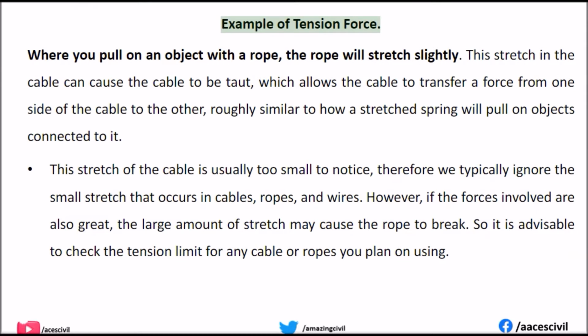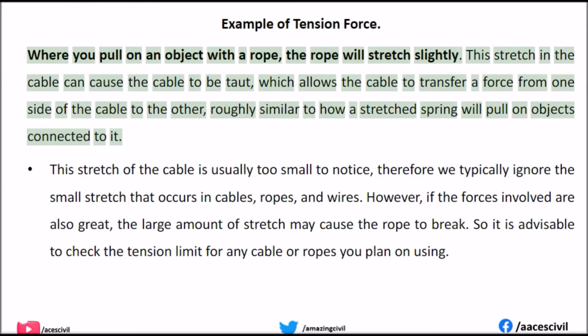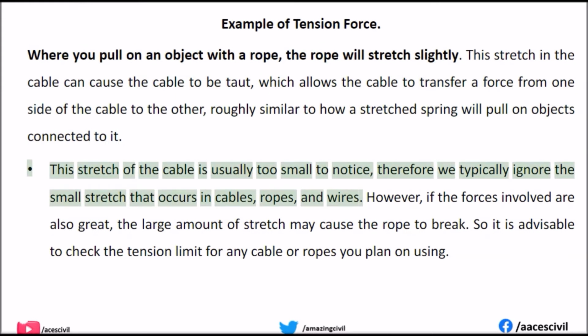Example of tension force: when you pull on an object with a rope, the rope will stretch slightly. This stretch in the cable can cause the cable to be taut, which allows the cable to transfer a force from one side of the cable to the other, roughly similar to how a stretched spring will pull on objects connected to it. This stretch of the cable is usually too small to notice. Therefore we typically ignore the small stretch that occurs in cables, ropes, and wires.